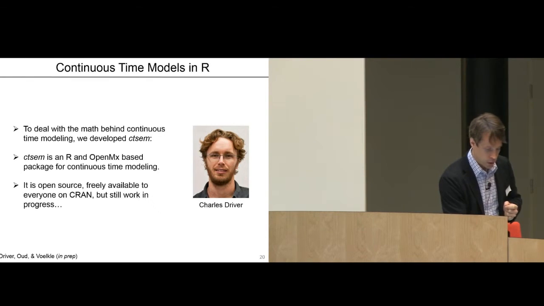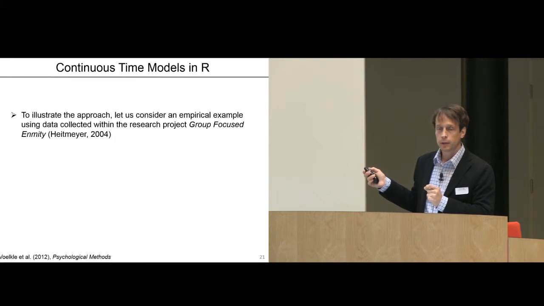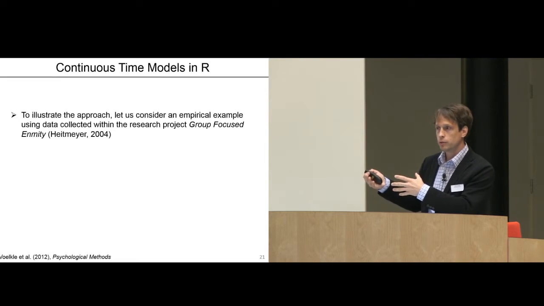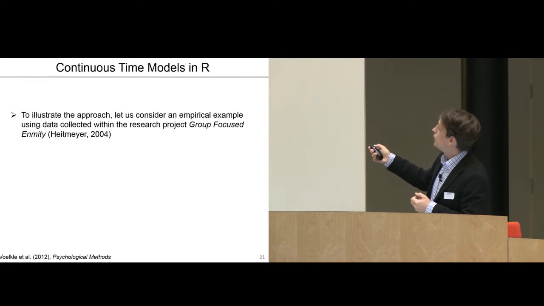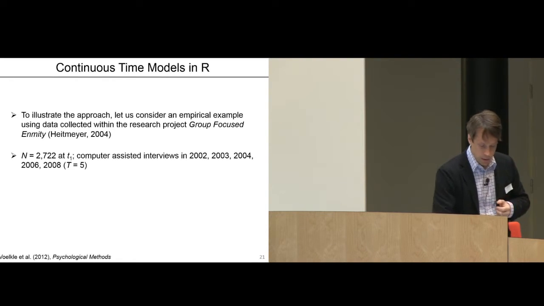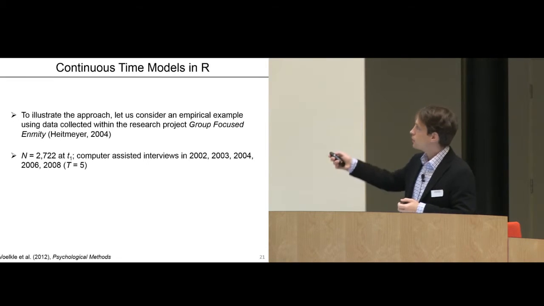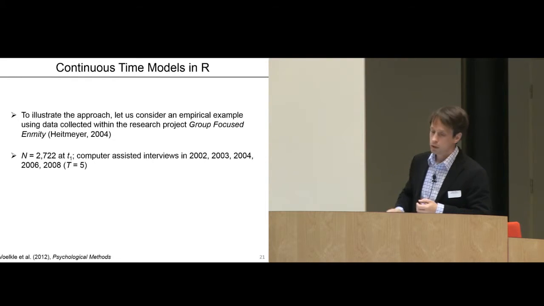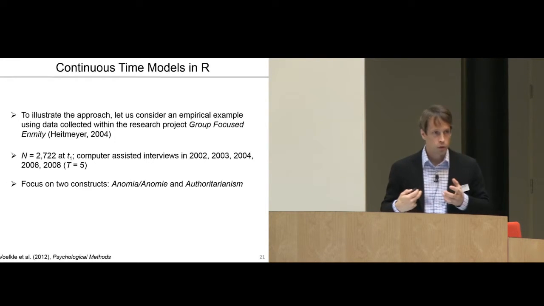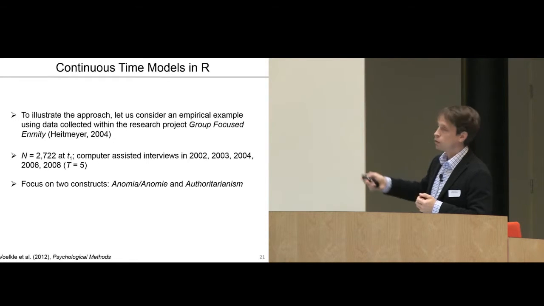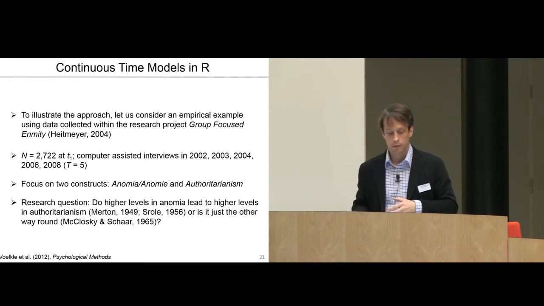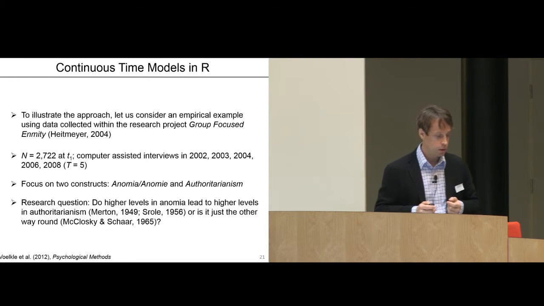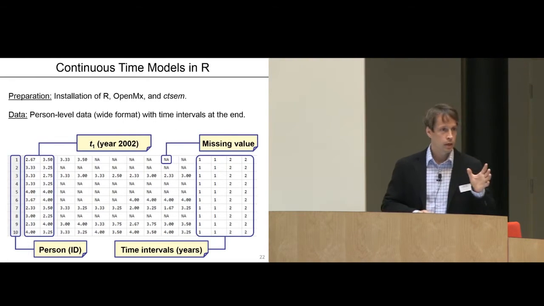And what I would like to do in the following is give you a little example of how we can implement such continuous time models via CTSEM and how we can also interpret the parameters. And that's what I'm doing with empirical data, which we used before in some of our work on the group-focused enmity study. That's a large panel study, 2,700 individuals at 5 different time points, and you can already see the time intervals are not equally spaced. Just for the purpose of illustration, I'm focusing on 2 constructs, anomia and authoritarianism, and I'm interested in an old sociological research question, whether higher levels of anomia lead to higher levels of authoritarianism, or whether it's just the other way around.